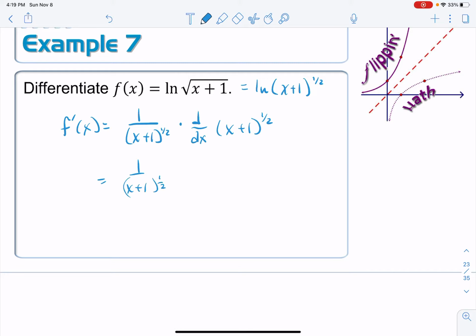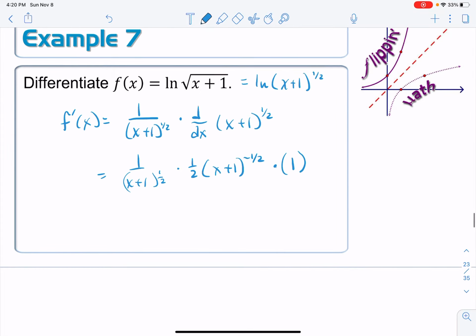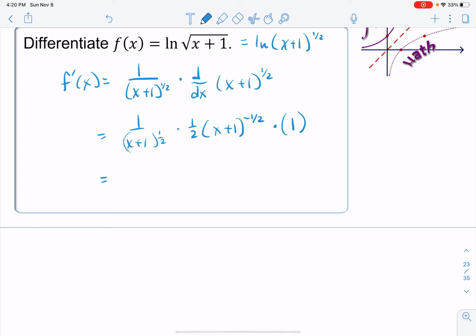All right, and then I'm going to leapfrog this power down, 1/2 times x plus 1 to the negative 1/2 power after I subtract 1. Now multiply it times the derivative of the interior function, which is 1. Don't forget, let's multiply it by 1. Oh, and so it's not confusing, I'm going to put it in parentheses. All right, let's maybe clean this up just a little bit. 1 over, I have this as the square root of x plus 1 times, let's see, 1 over 2 times the square root of x plus 1 since it's a negative exponent, and then let's bring down our times 1.